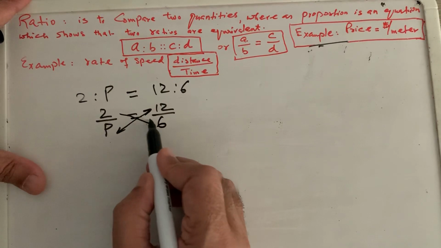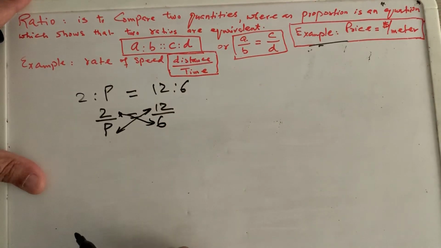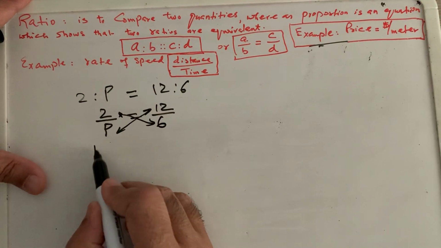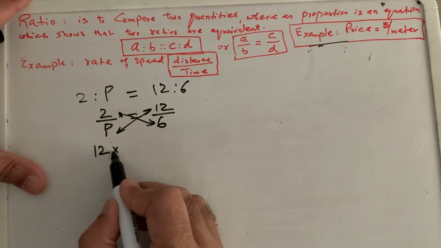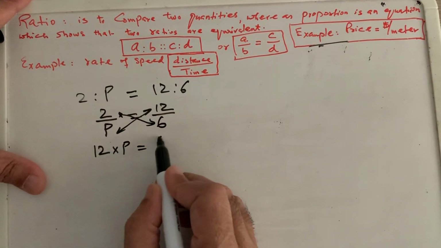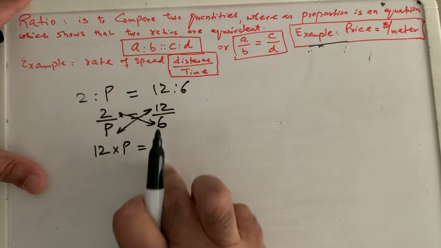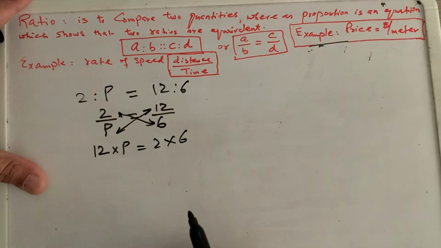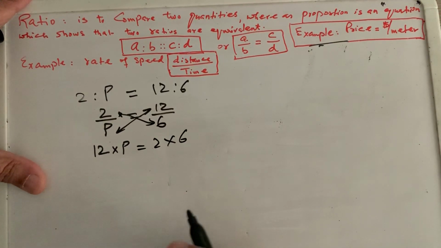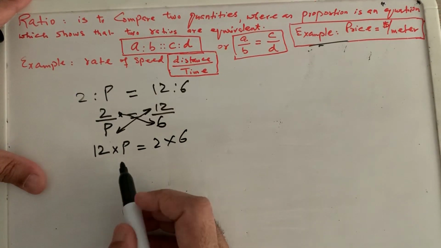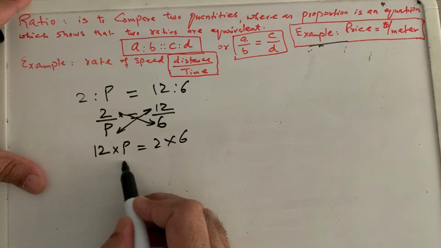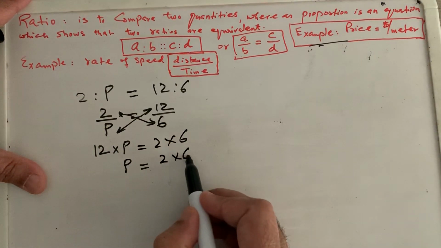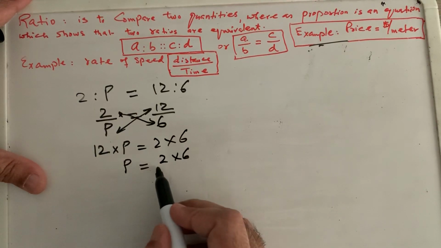We should make a rule that we will cross multiply. Cross multiplying will make my fractions linear. Now my equation is linear: 12 times p is equal to 2 times 6, right? So we multiply the numerator of one side by the denominator of the other side. This method is called cross multiplication. Then we see what 12 is doing with p: multiplication. How can we get rid of it? By dividing on the other side, right?